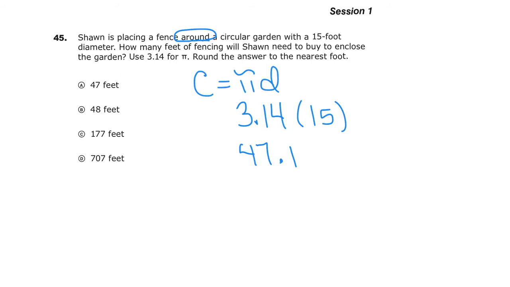But if we think about measurement and we want to enclose this completely, is 47 feet of fence enough to enclose 47.1 feet? No, you'll still have a gap. So this one actually rounds up to 48. This was a very misleading type of question because of the word round, but it has to make sense regarding the question.